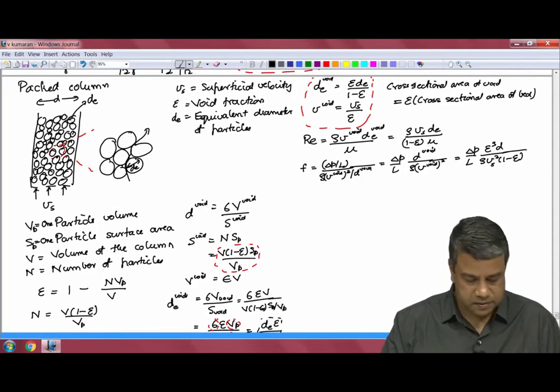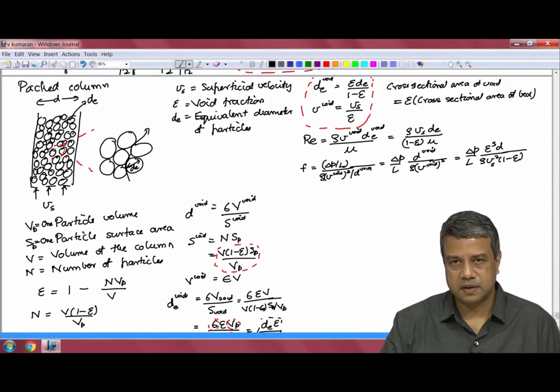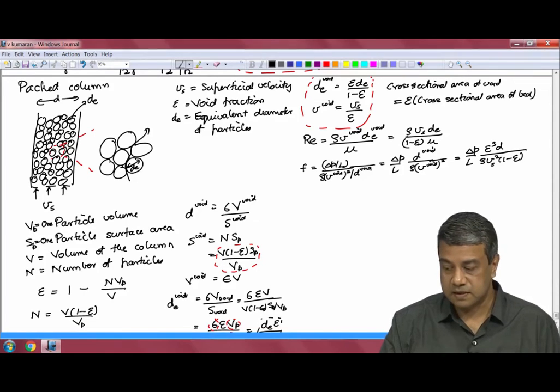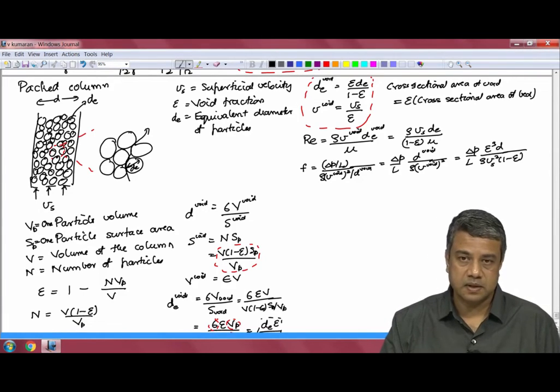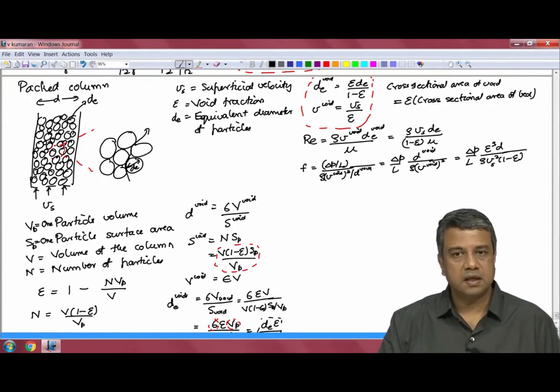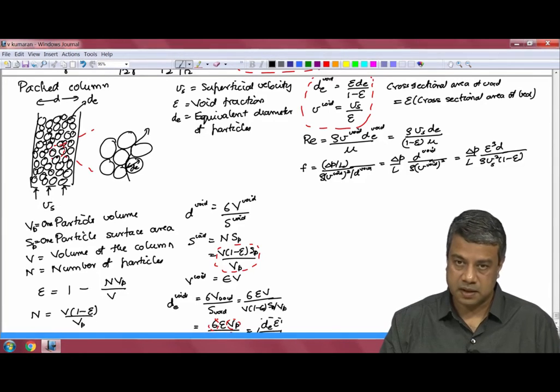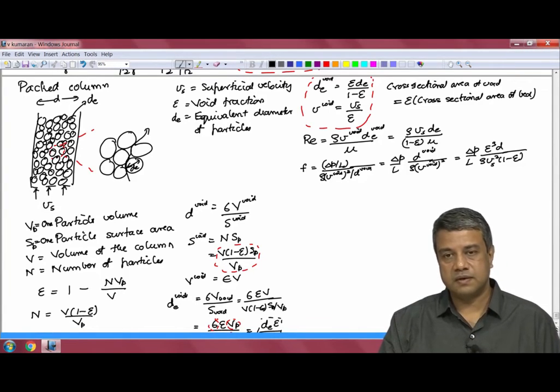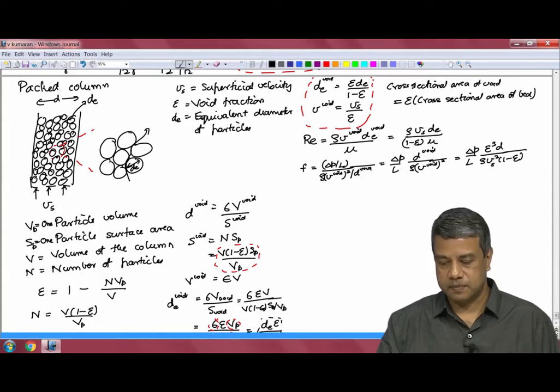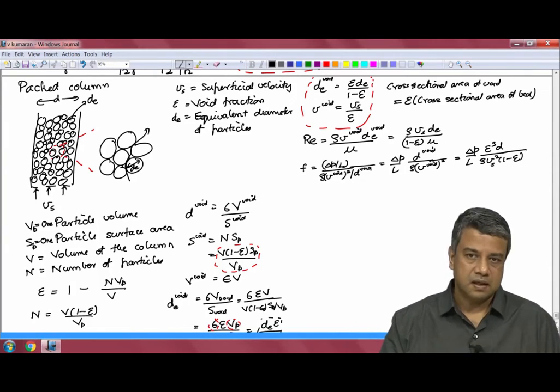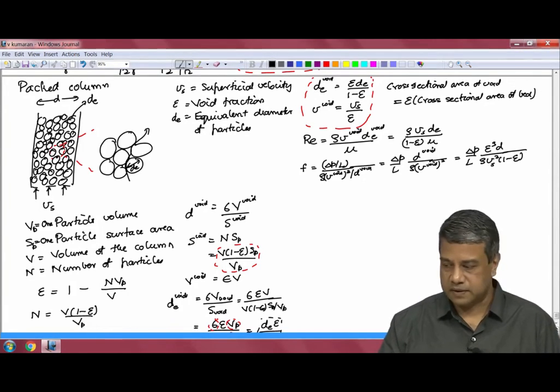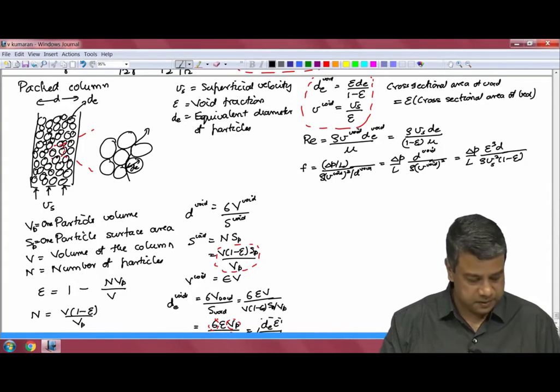So, this is the definition of the friction factor and the Reynolds number for the flow through a packed bed. And all these factors of epsilon in these definitions emerge because the velocity we have taken is the characteristic velocity through the voids, and the equivalent diameter is the equivalent diameter of the voids, not the particles. And if you relate the equivalent diameter of the void to the equivalent diameter of the particle, as I have done here, and the velocity through the voids to the superficial velocity, these are the definitions that we get.